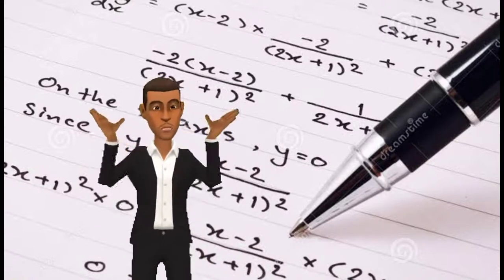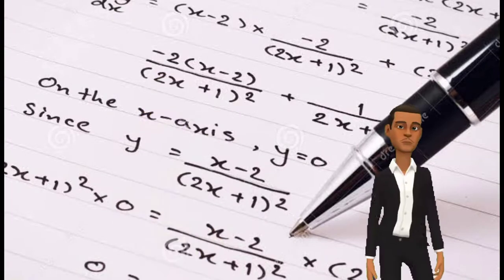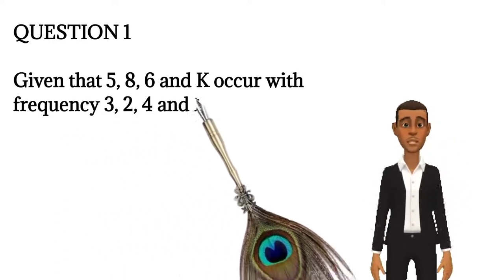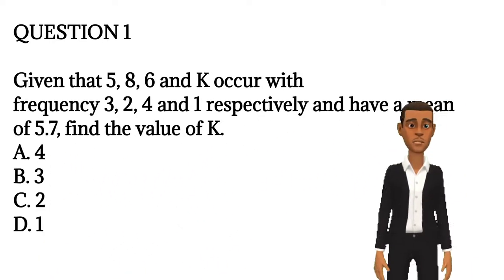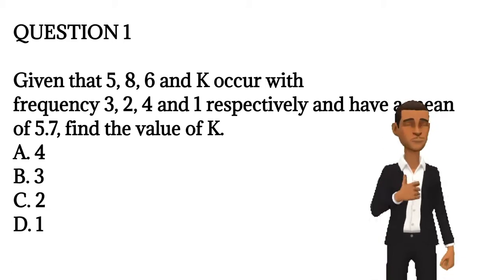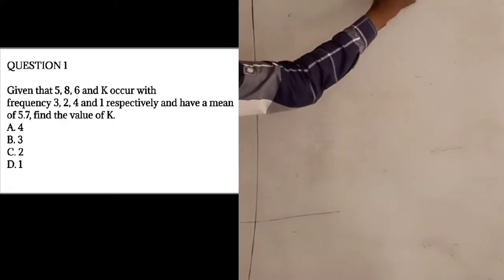Today, I'll be reviewing 2021 JAMB Mathematics past questions. Question 1. Given that 5, 8, 6 and k occur with frequency 3, 2, 4 and 1 respectively and have a mean of 5.7, find the value of k. Let us now see how to get the correct answer. Alright, here is the solution to the question given.